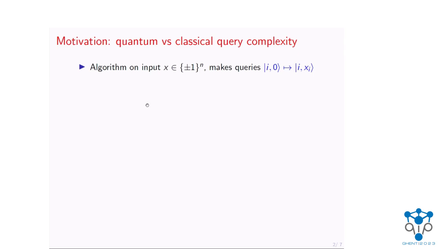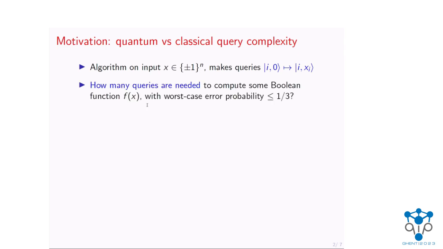In the classical world, you can just think of this as some sort of box. You put in a number i, out comes the bit x_i, and this is how we access the n bits of our input. And the complexity measure is the number of queries we make in our algorithm that's supposed to compute f at the point x. So the question is, how many queries are needed by the best algorithm to compute some particular Boolean function f that we're interested in? So this is a function that maps n bits to 1 bit. Let's say with worst case error probability 1/3, right?